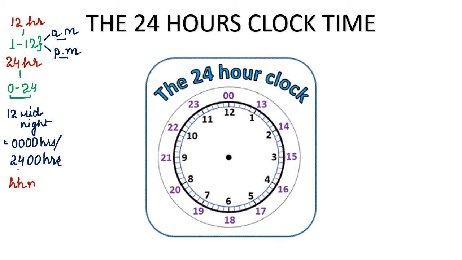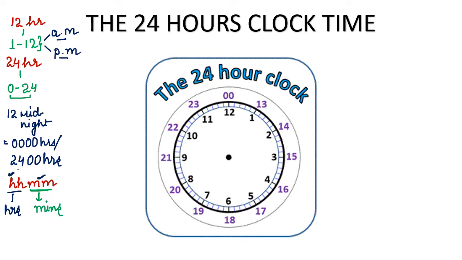The 24-hour clock is in the form HHMM, which means the first two digits from the right represent the number of minutes, and the next two digits represent the hours. So if we start from the right, the first two digits tell us how many minutes, and the next two digits tell us the number of hours.